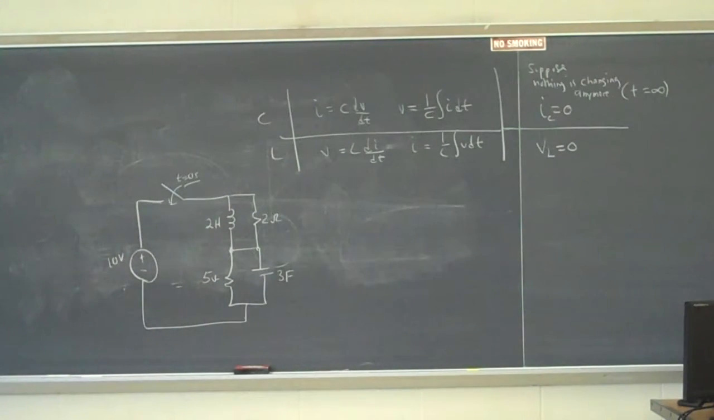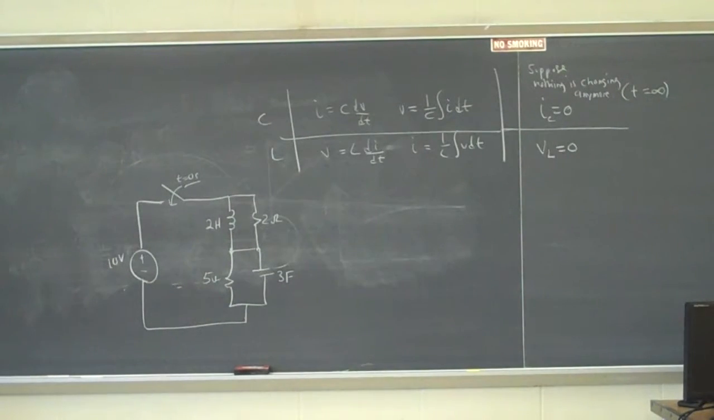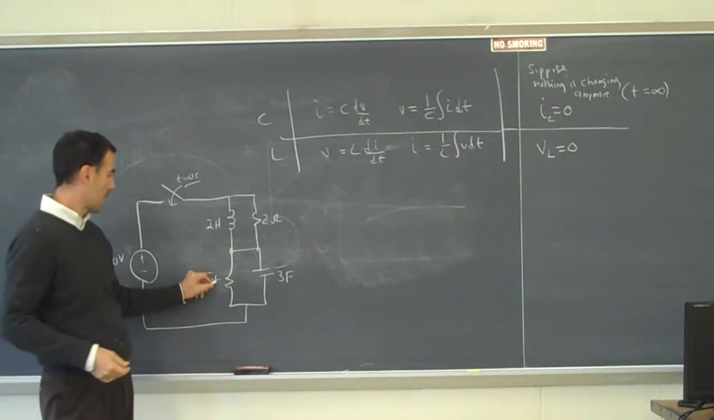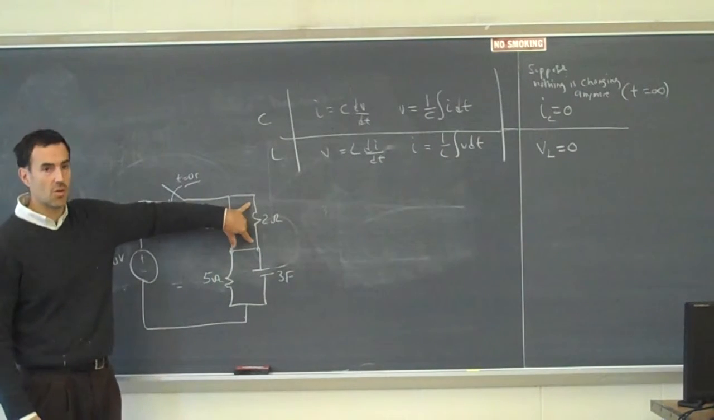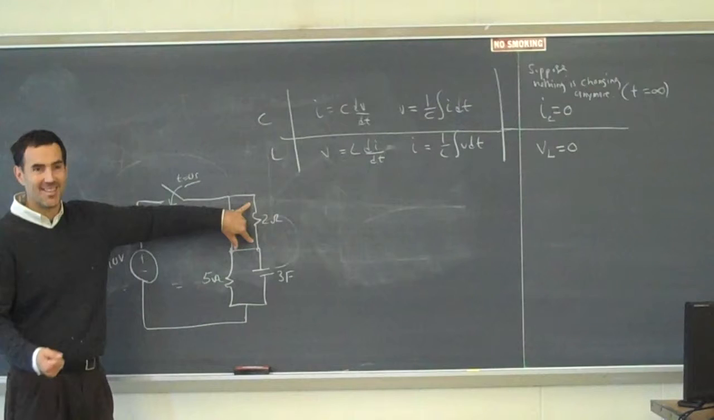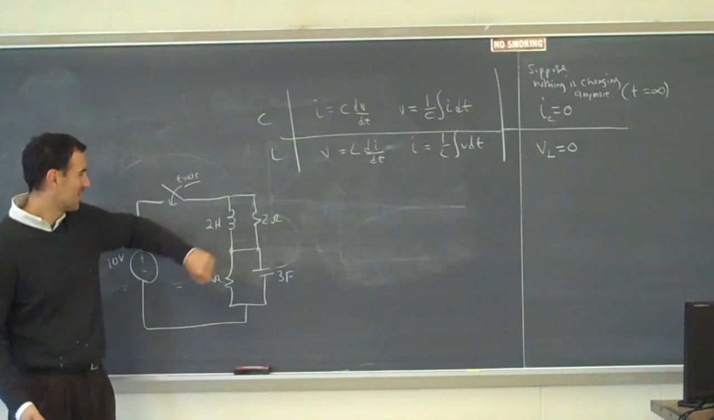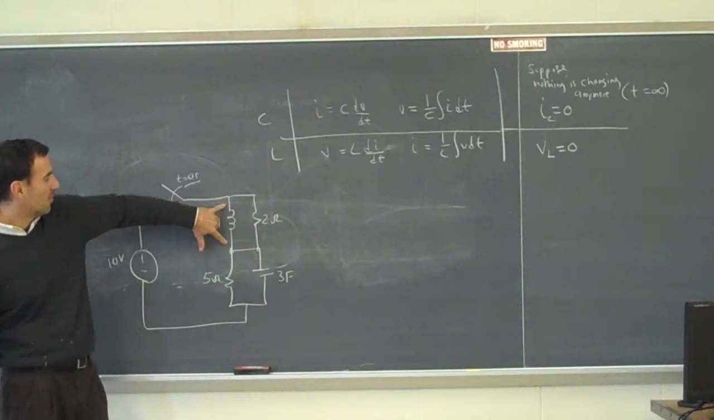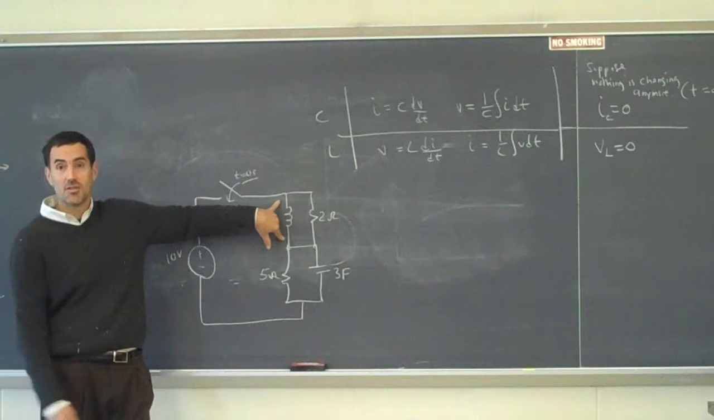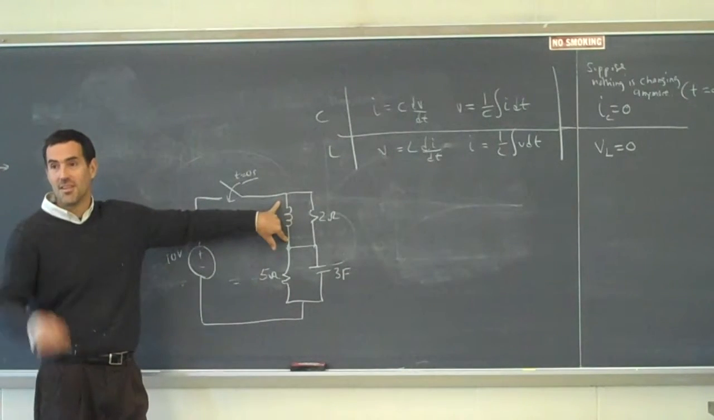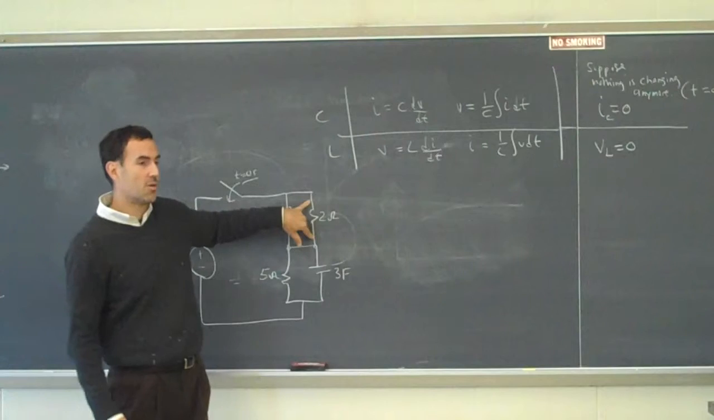Before I close that switch, what's the voltage across the capacitor? 0. 0, correct. Before I close the switch, what's the voltage across the 5 ohm resistor? 0. Before I close the switch, what's the voltage across the 2 ohm resistor? 0. Yep. Before I close the switch, what's the voltage across this inductor? 0. Before I close the switch, what's the current through the inductor? 0. Before I close the switch, what's the current through that 2 ohm resistor?